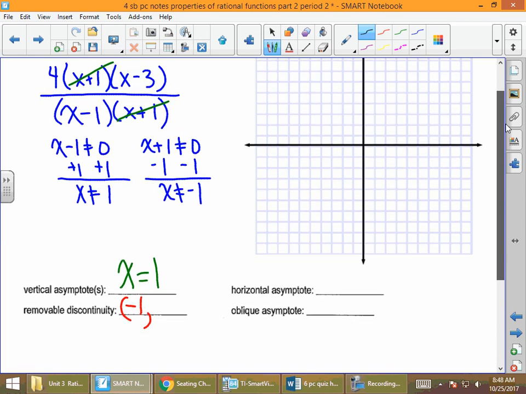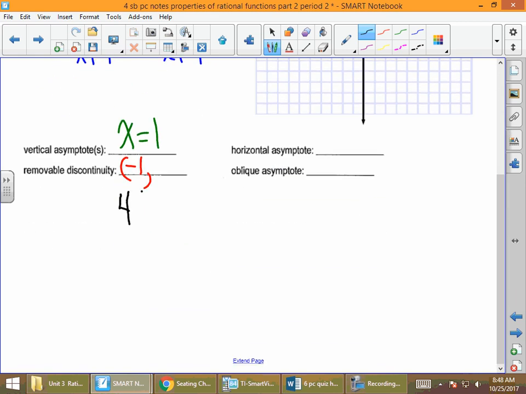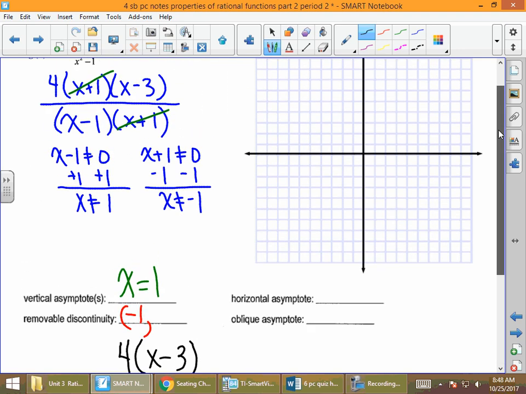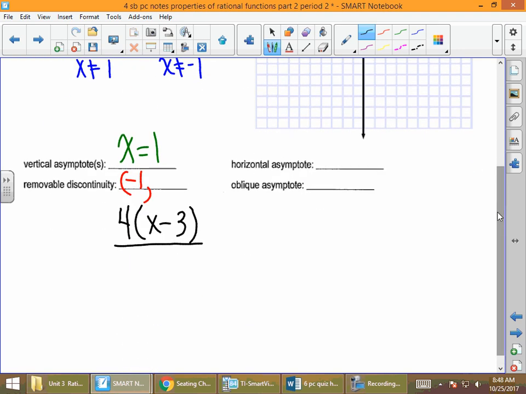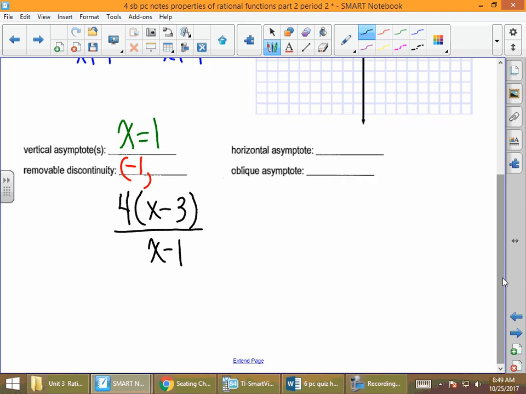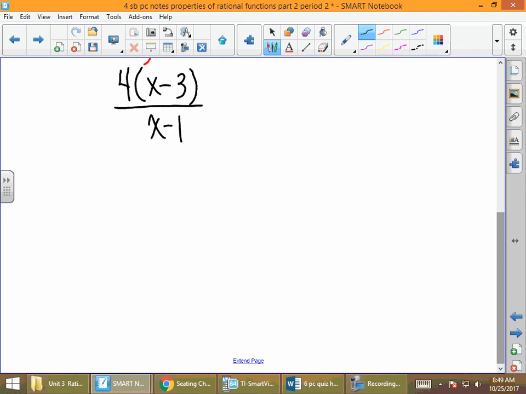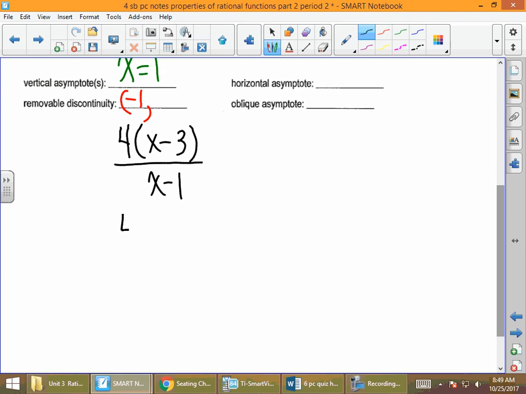So we still have 4 times the quantity of x minus 3. And down here in the denominator, we have x minus 1. And we're going to put that value of -1 back into our function wherever we see x. So we have 4 times -1 minus 3, all divided by -1 minus 1.